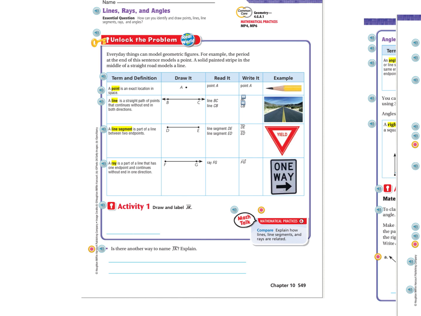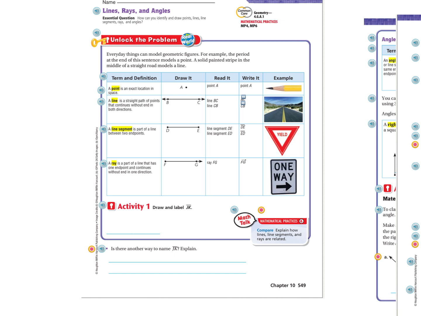It's two endpoints. You read it. Let's read it. Line segment DE and line segment ED. You write it. Can you see how it doesn't have arrows above it? Yeah, that means it's a line segment. And you can see with this yield sign, there are stopping points. These lines don't go forever.